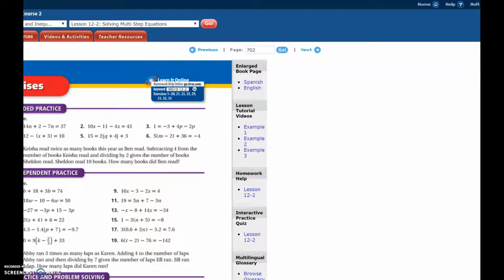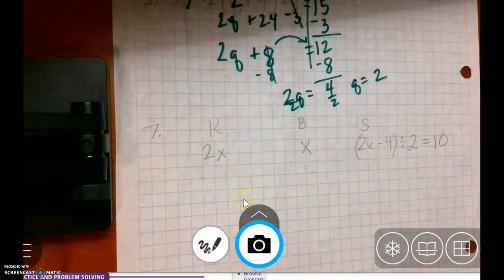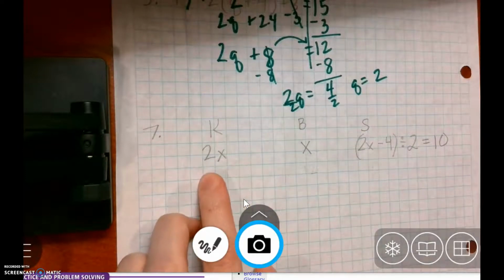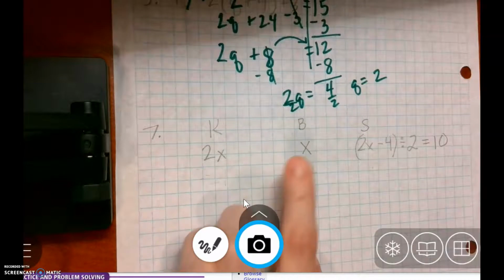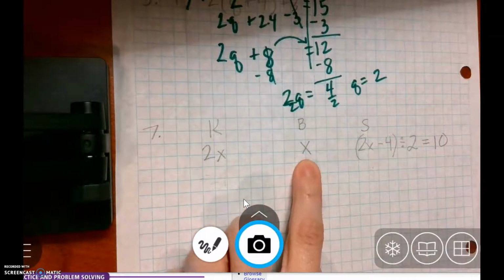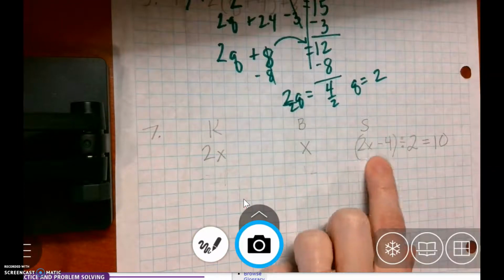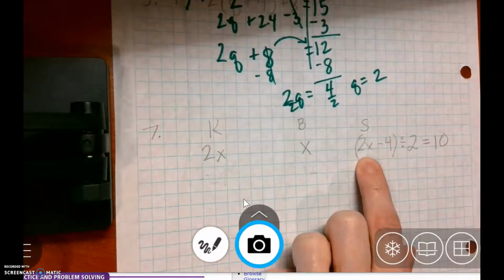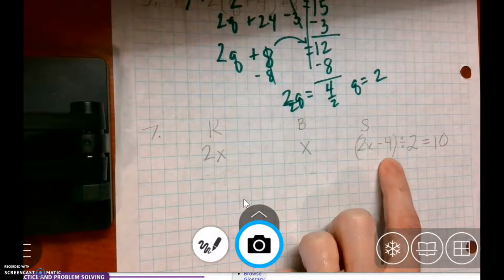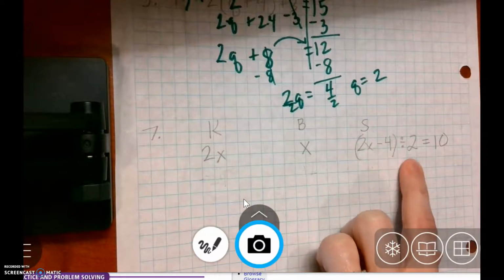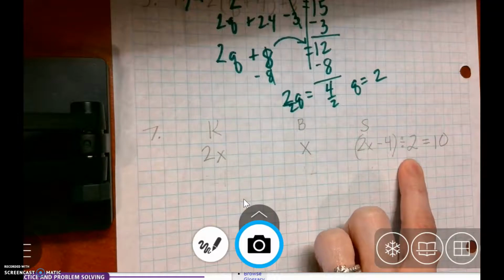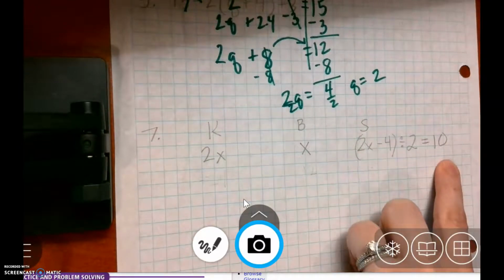Okay, it said Keisha read 2 times more than Ben. I don't know how many Ben read, so I made that X because I don't know what it is. And Keisha read 2 times more, so 2 times what Ben read. Then it says, taking what Keisha had, which is 2x, subtracting 4, and then dividing by 2, gives what Sheldon read. Sheldon read 10.